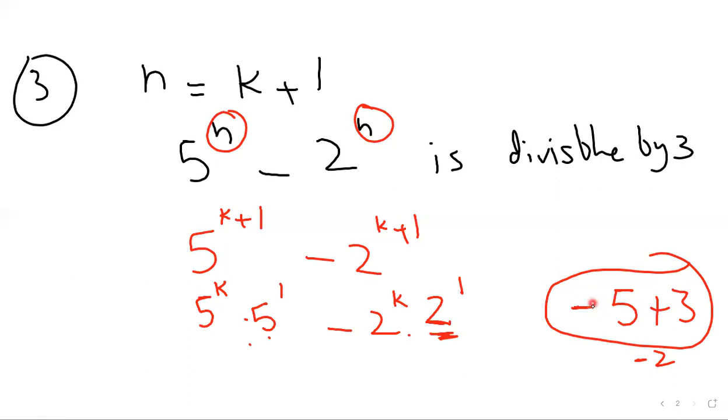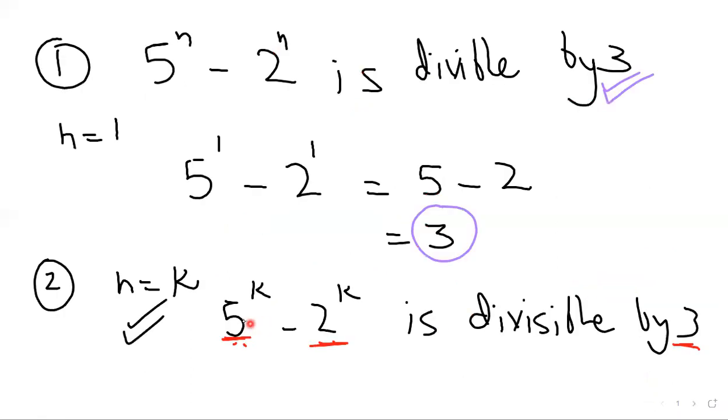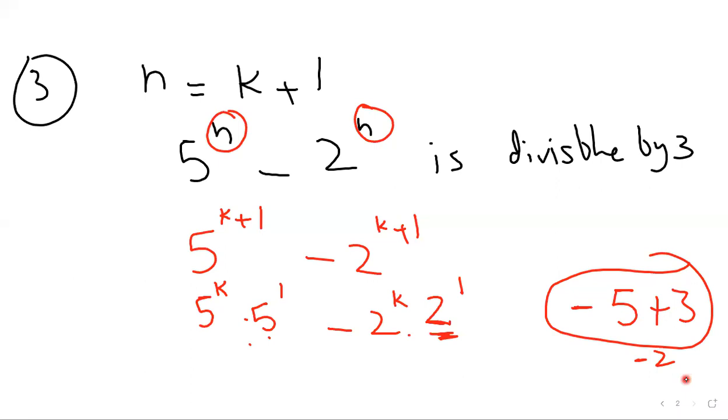How will I get this idea? Just see here. 5 to the power k minus 2 to the power k, it's a surety it is divisible by 3. Now we need to make it like this. How can we make it? n will be replaced by k plus 1. We have split 5 to the power k and 5 to the power 1, 2 to the power k and 2 to the power 1.